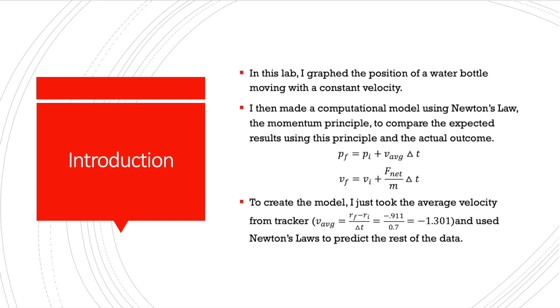So when I used these formulas in Tracker, for the velocity update formula, since there's no net force, the velocity final is equal to velocity initial, meaning that for every single time step, the velocity is the same, which is what the goal was. And then the position update formula updates every new position based on the average velocity that we've calculated and the time step, adding that to the initial position. So using this, we made a graph that we compared to our observed graph.